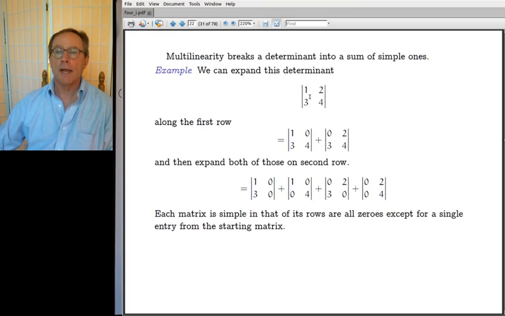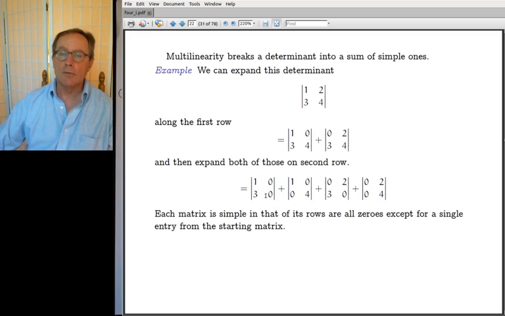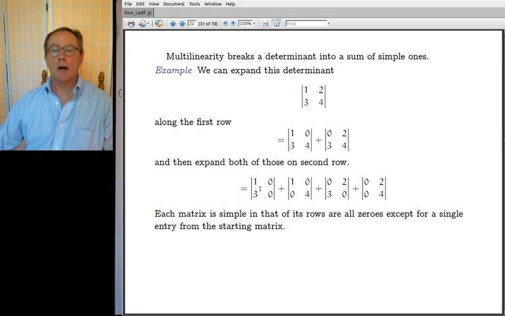So I'm allowed to break that row 1, 2 into two separate determinants, the determinant with 1, 0 and the determinant with 0, 2. I could have broken it into 1, 1 and 0, 1. That will turn out not to be fruitful, but I could have done that. But instead, I broke it into 1, 0 and 0, 2. Well, you see the game. With 1, 0, I can look now at the 3, 4 row and break that into a 3, 0 and a 0, 4. So the 1, 0, 3, 4 breaks into these two. The 0, 2, 3, 4 breaks into these two. And what I've got now is 4 matrices.